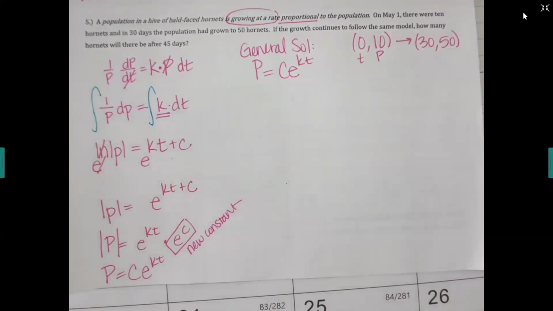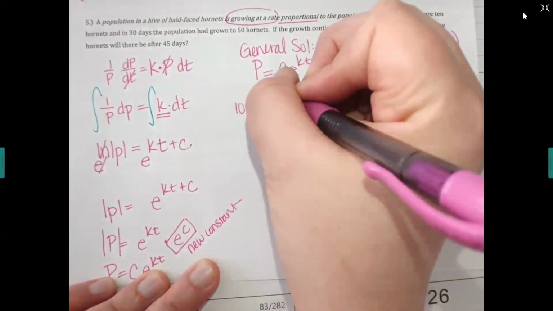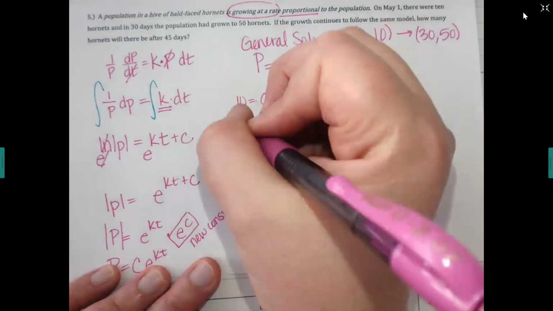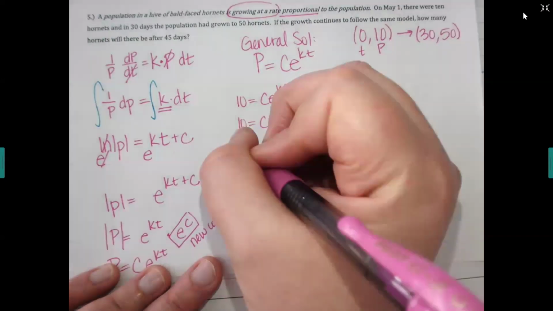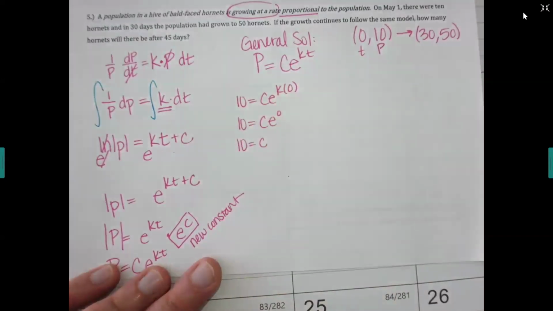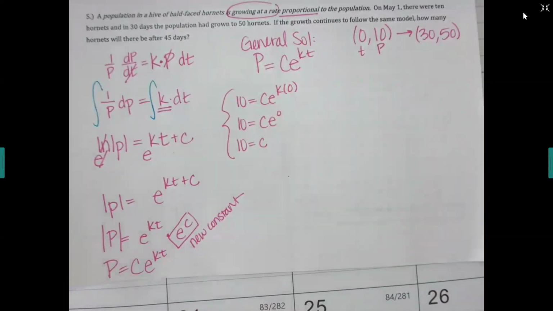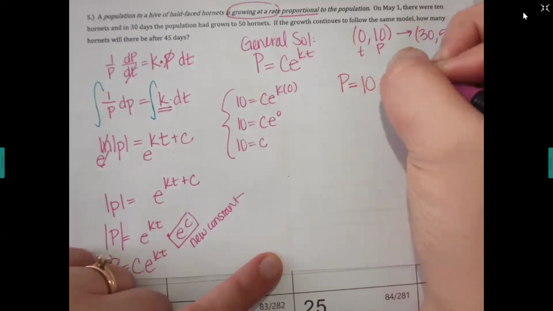You're going to find the C first using this guy. So at time 0, I should have 10 hornets. Well, then 10 equals C e to the k times 0. What's k times 0? So 10 equals C e to the 0, but then what's e to the 0? Which means really my 10 is C. Now, when you covered this in algebra 2, your teacher probably told you that whatever this number is in the front, that's the original amount. Okay, so that hasn't changed. It would be 10. So your equation is now this. P equals 10e to the kt.